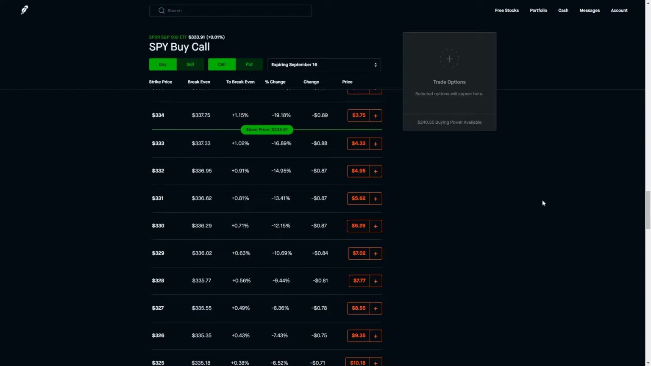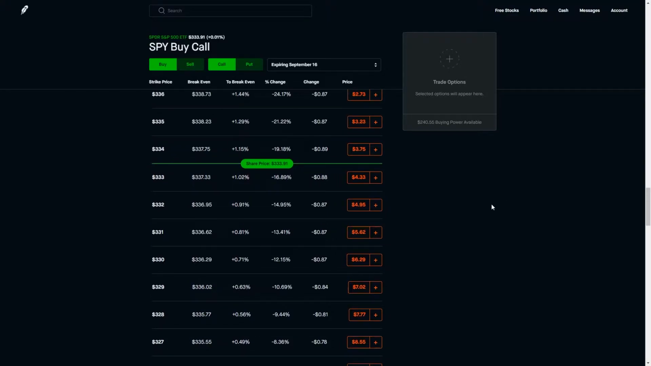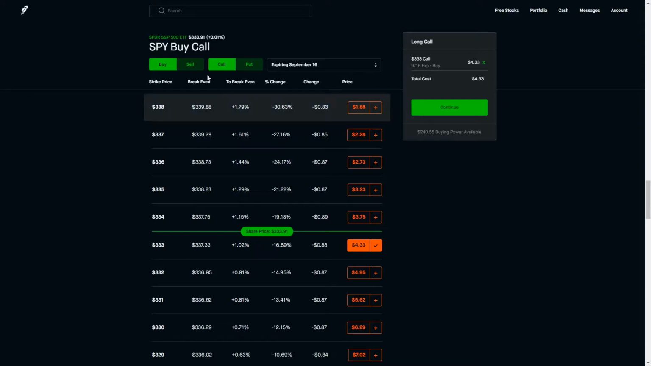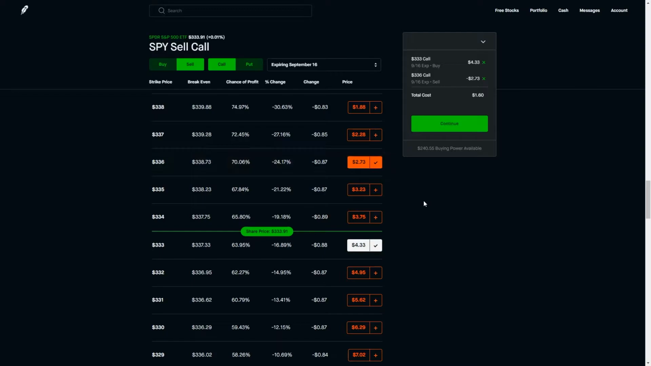So you would want to buy a call at a lower strike price and sell a call at a higher strike price with the same expiration date. So for example, if I buy the $333 call, instead of paying $433 for the call, I could buy the $333 call and sell the call right above it. Let's say I sell, make sure you click sell, and I sell the $336 call. My total cost for this debit spread would be $160.